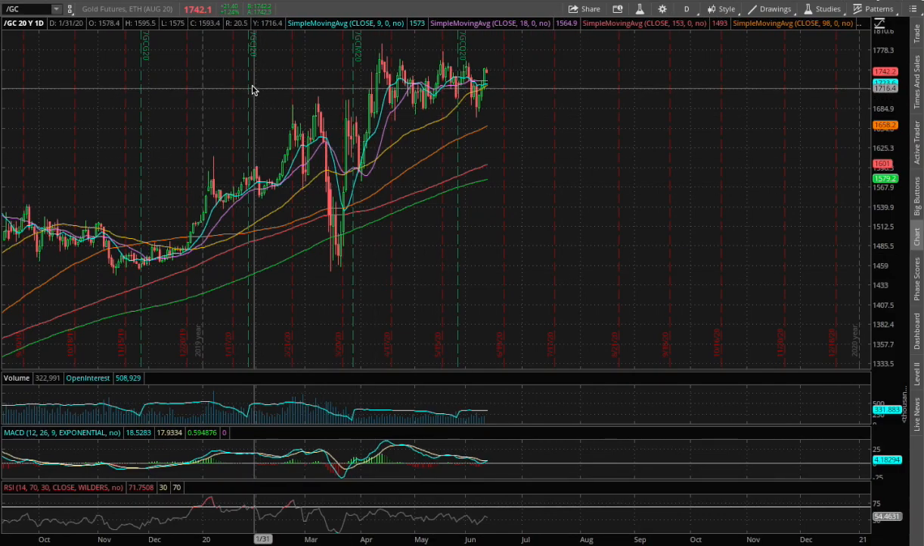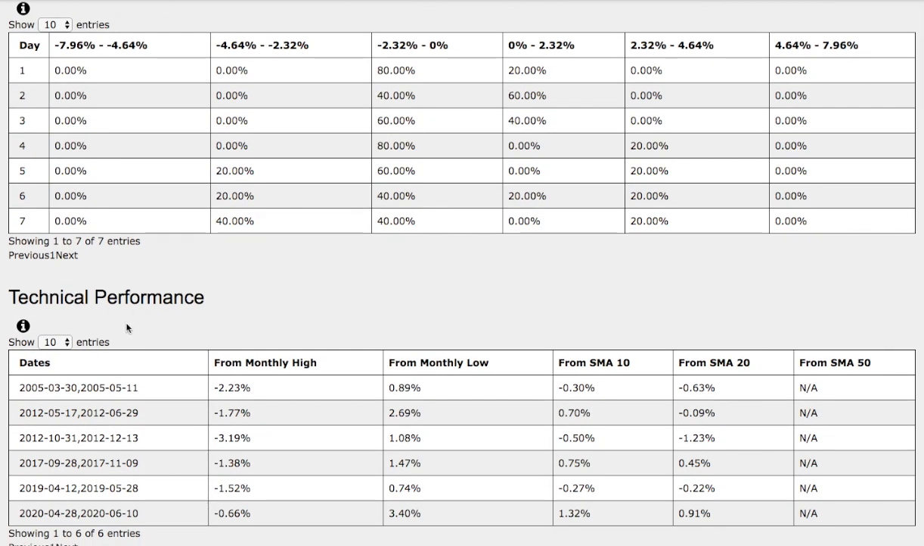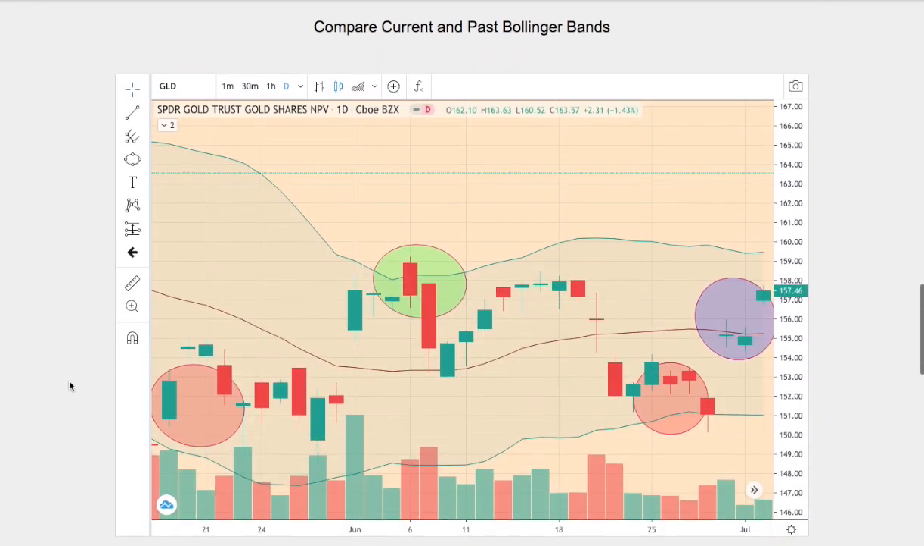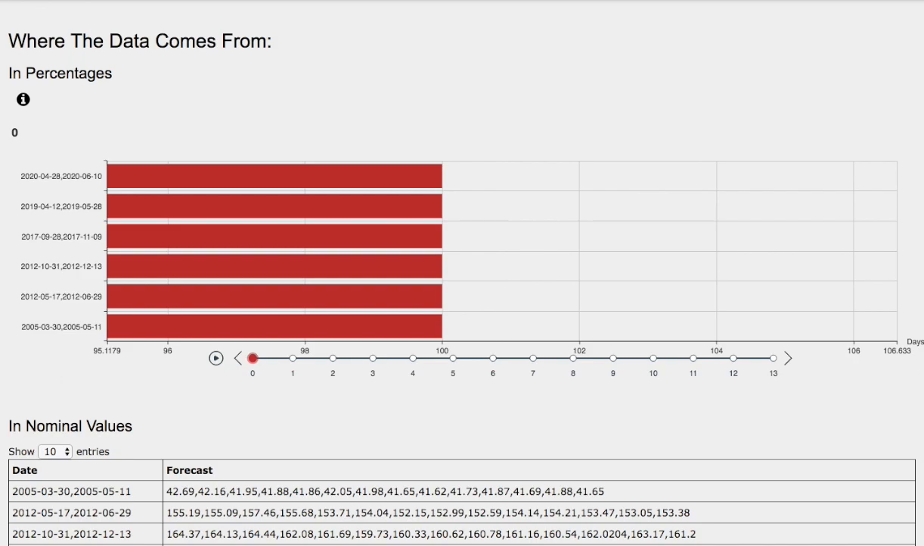Hello viewers, we'll be going over gold and silver futures. In this video, we'll be going over the day-by-day probability model, the technical performance of each model, how we find the models, going over the current trend with the trend in the past, and we'll go over the day-by-day forecast for gold and silver futures.